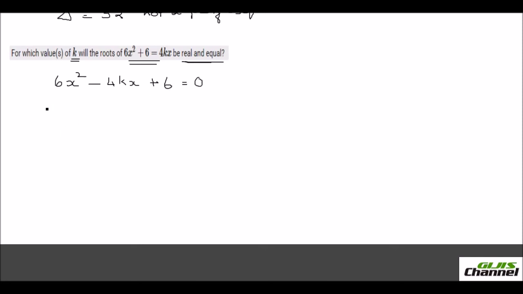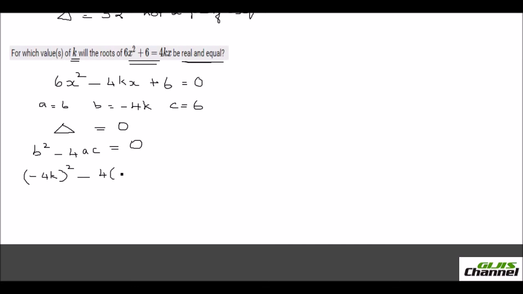Now you can find out what is your a. Your a is 6. Your b is minus 4k, and you need to find what the k is. And your c is 6. And they say that the roots are real and equal, so your delta should be equal to 0, right? Your delta is the discriminant. The delta formula b squared minus 4ac has to be equal to 0. Let's plug in the values here. b square is minus 4k the whole square minus 4 times your a is 6 times your c is, again, 6, equal to 0, right?